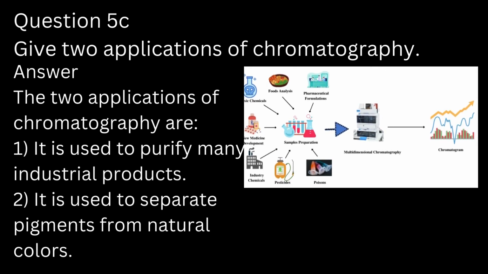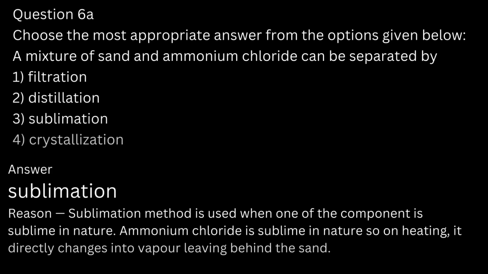Question 5c. Give 2 applications of chromatography. Answer. The 2 applications of chromatography are: 1. It is used to purify many industrial products. 2. It is used to separate pigments from natural colors.